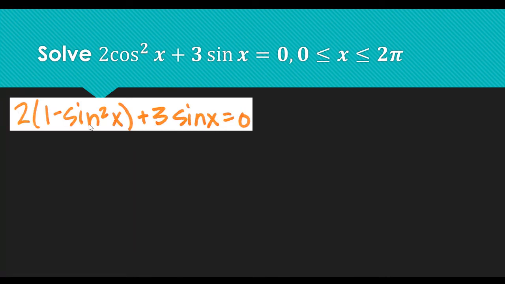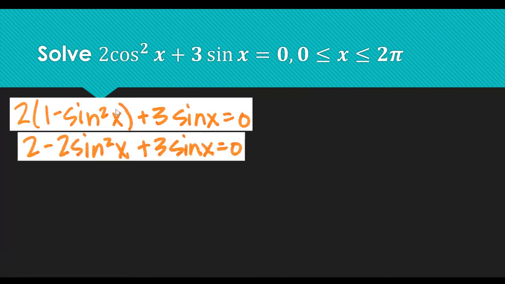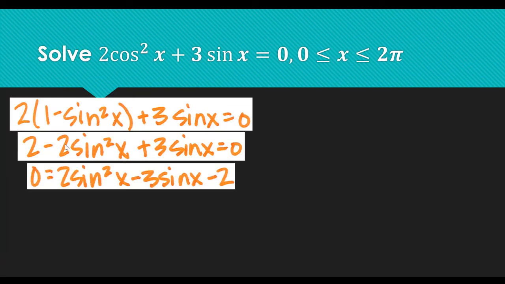So I'm going to distribute the 2, and then I'm actually just going to move everything to the other side because I don't like having a negative sine squared. It's hard to factor when your squared term is negative. So I add everything or subtract everything over, and I have 2 sine squared x minus 3 sine x minus 2. So now I want to factor.